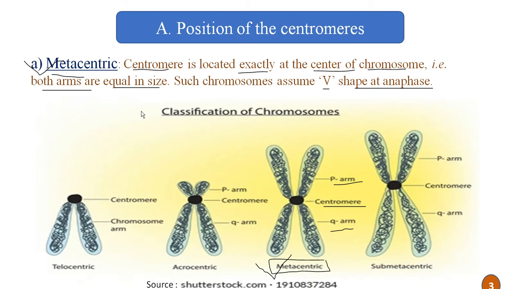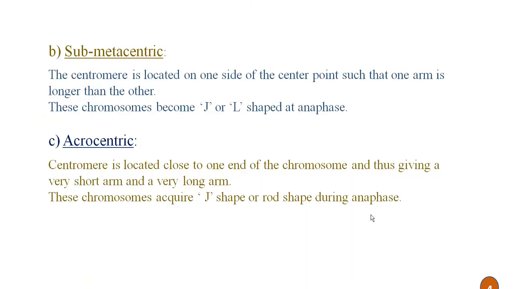Then next is the submetacentric. We can see here submetacentric, then acrocentric and telocentric. So second one is submetacentric. In case of submetacentric, the centromere is located on one side of the center point, such that one arm is longer than the other.